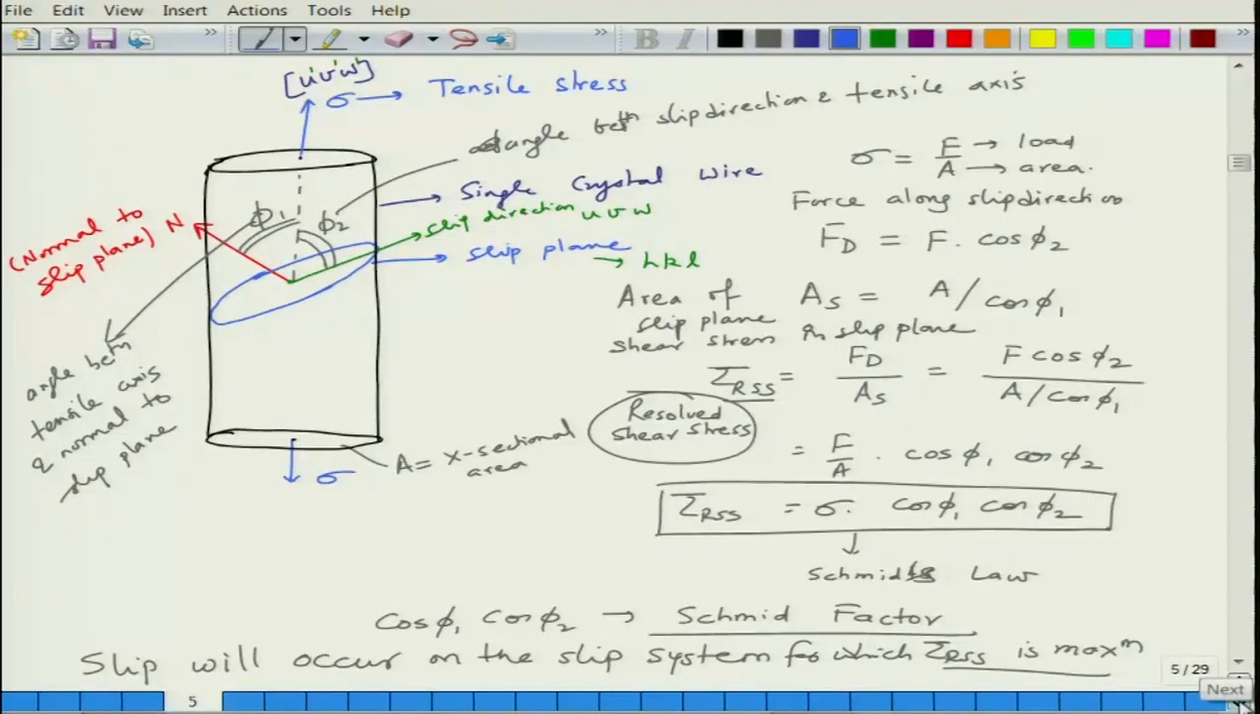along the slip direction. So, the material will deform when the resolved shear stress on a particular orientation is highest, provided it is above the yield, the critical value of stress that is required to deform the material.